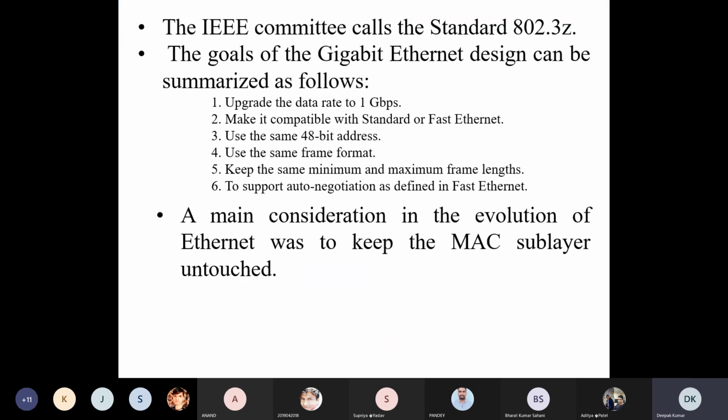The IEEE committee has given the standard project 802.3z for Gigabit Ethernet. This is the name given by the IEEE. The goal to achieve in this project is a data rate of 1 Gbps. Rest, it is compatible with the standard and Fast Ethernet. The previous version should be compatible with the next version. This is the key point.